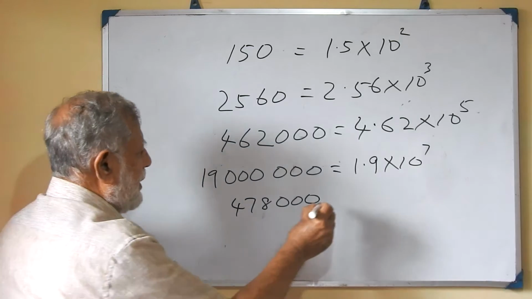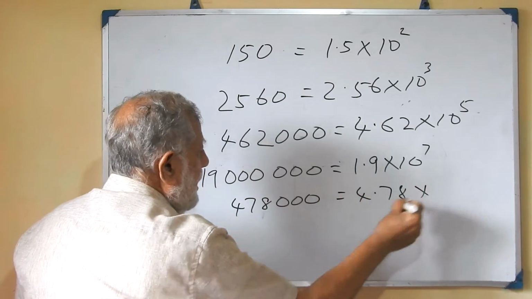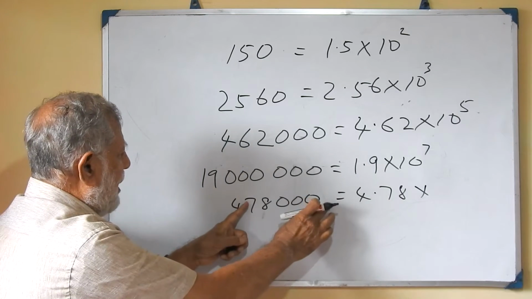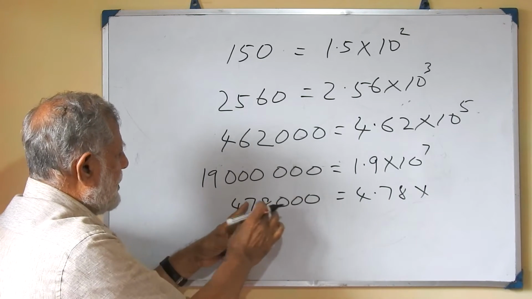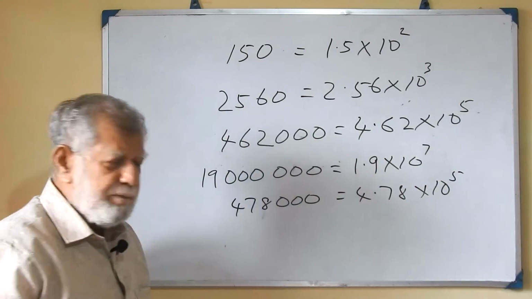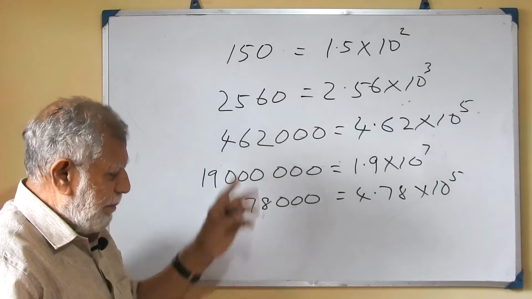478,000. We are writing scientific notation. That will be 4.78 into. Now we put the decimal here. From here to here, how many numbers? 1, 2, 3, 4, 5, 10 to the power of 5. So this is all you should know about scientific notation when you are writing numbers like this.